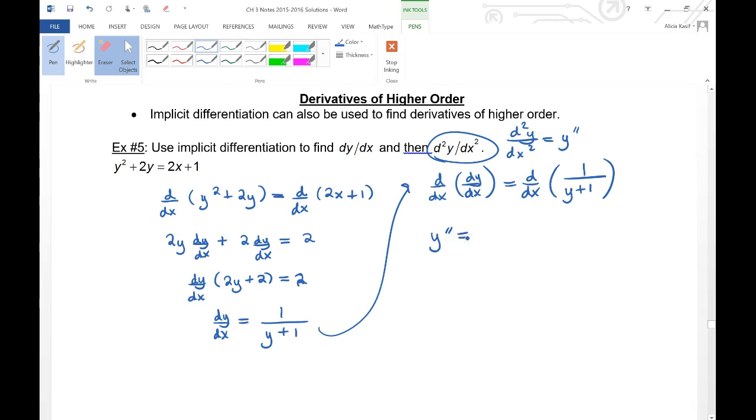Okay, I could do quotient rule, or I could do y plus 1 to the negative 1 and do chain rule. Let's do chain rule because I think it's good practice. So let me just write it over here, y plus 1 to the negative 1. When I do the derivative, we're going to do the derivative of the outside, so the negative 1, keep the inside the same, to the negative 2, times, what's the derivative of the inside?